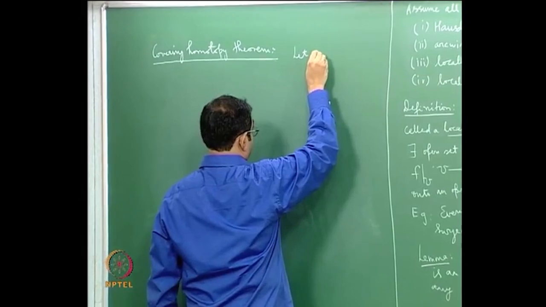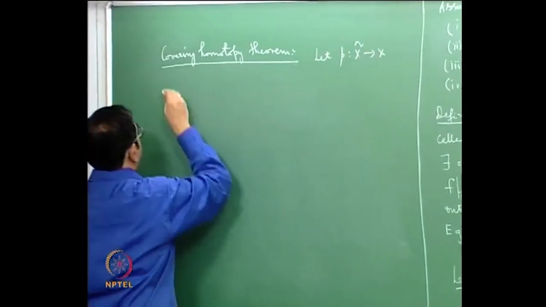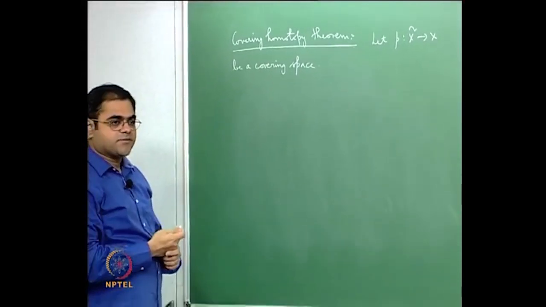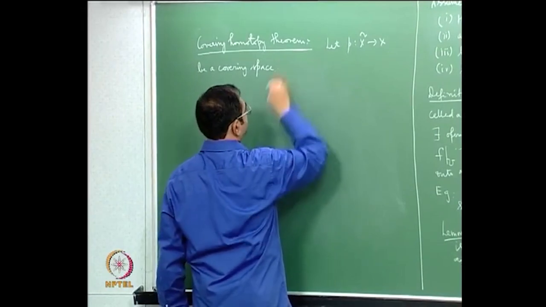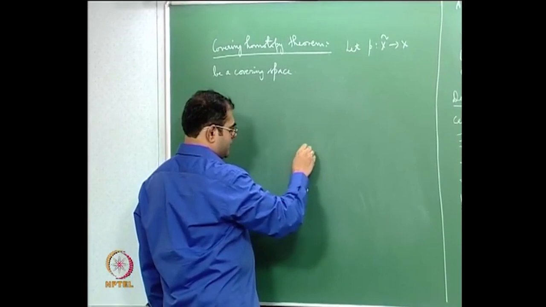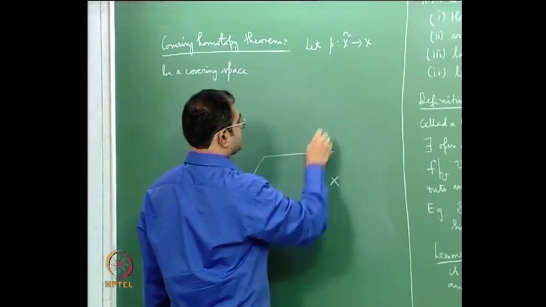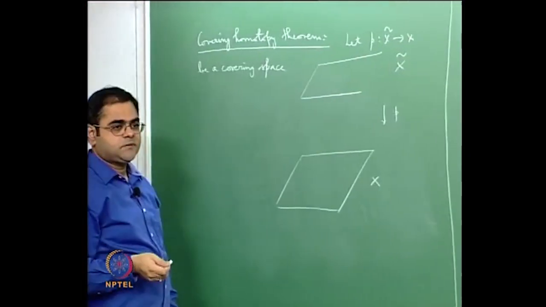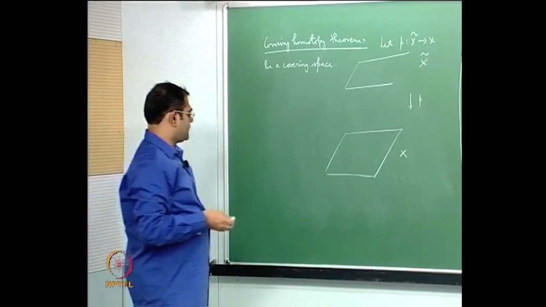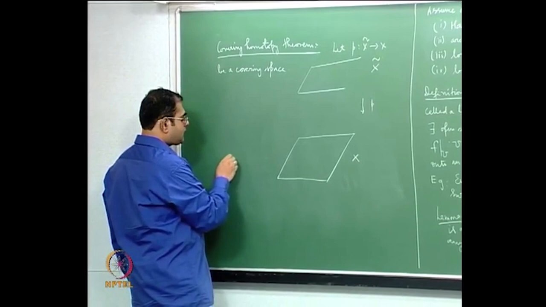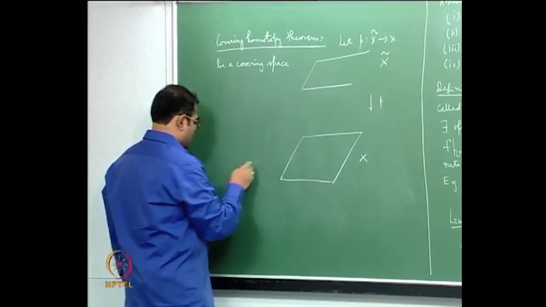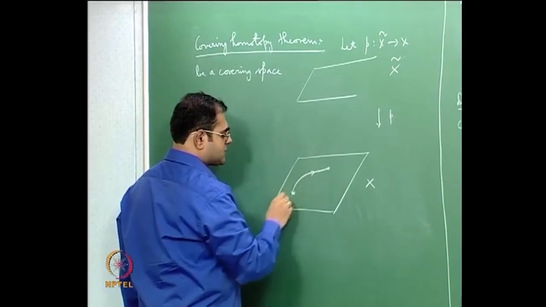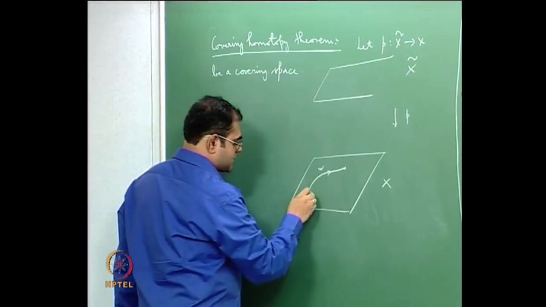Let p from x tilde to x be a covering space. I will first draw a diagram so that you can visualize what is happening. So I have x here, I have p, I have x tilde. Roughly, let me think of the following situation. Let us assume there is a path here, say a path alpha, and suppose there is another path beta.